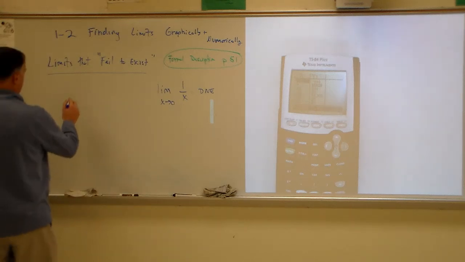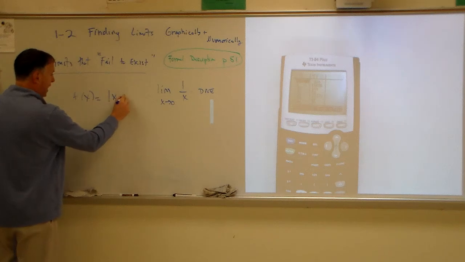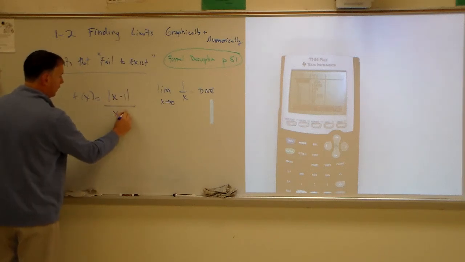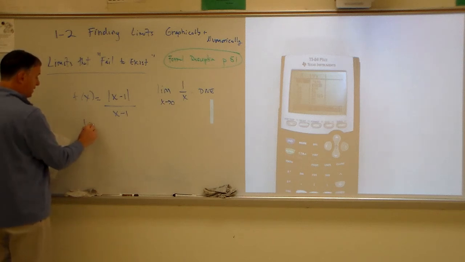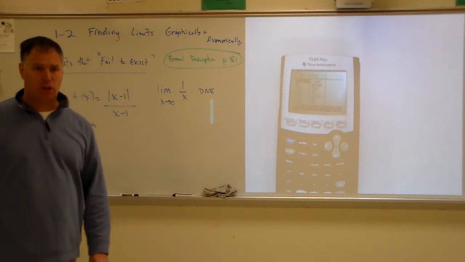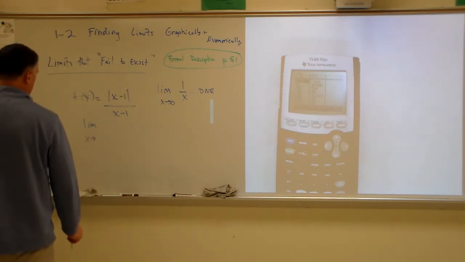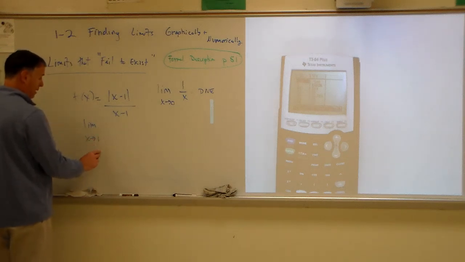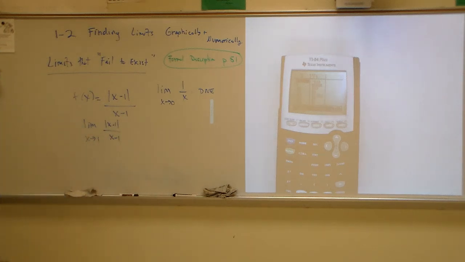So let's say I had this. f of x equals the absolute value of x minus 1 over x minus 1. I'm thinking of that as the limit as x approaches what value? What value of x is going to be a problem here? Take a look at your function. Well, 1 is going to be a problem, right? Absolute value of x minus 1 over x minus 1. So I've got to figure out how to type that in.